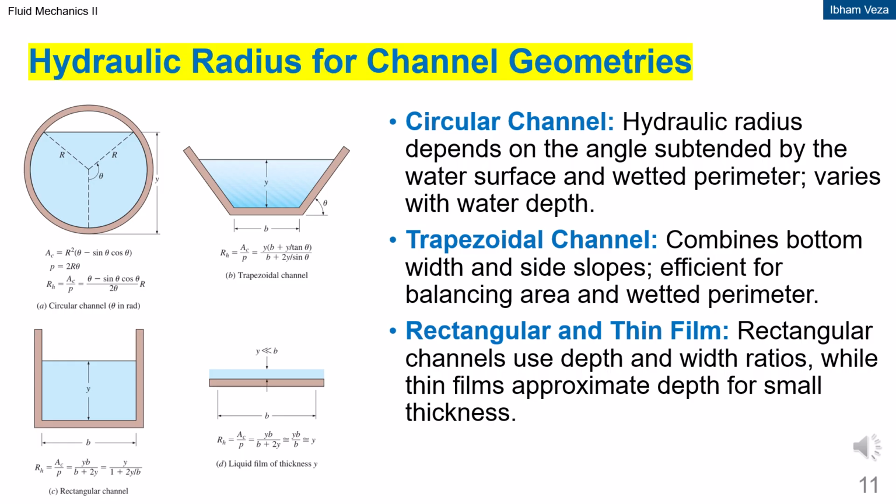In a circular channel, its value changes with the wetted angle and the wetted perimeter. In a trapezoidal channel, the combination of bottom width and side slopes determines the flow area and wetted perimeter. For rectangular channels, the ratio between width and depth becomes the main factor. For thin liquid films, the hydraulic radius can be approximated directly by the flow depth.